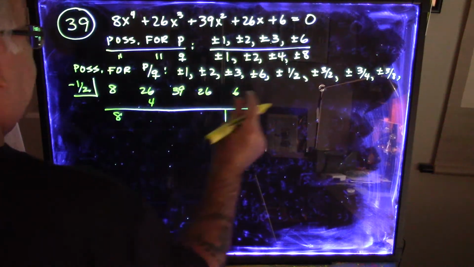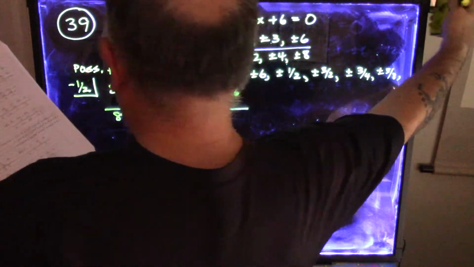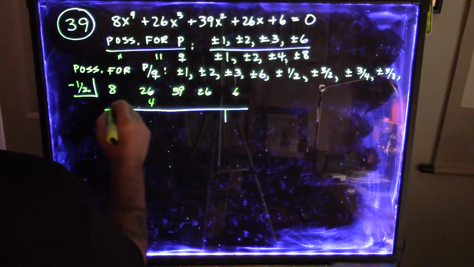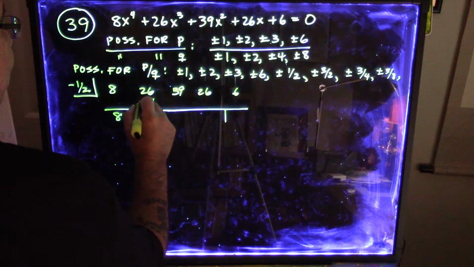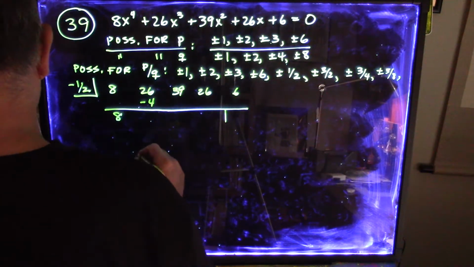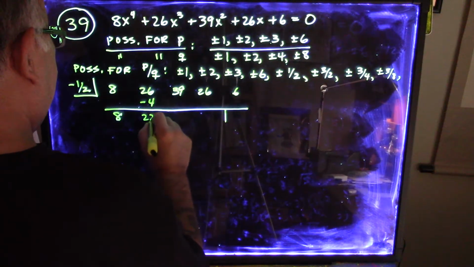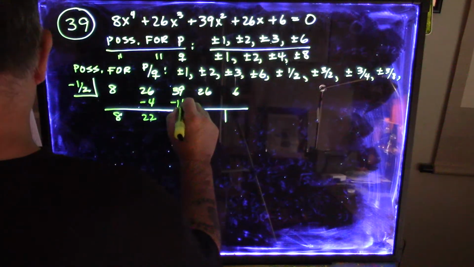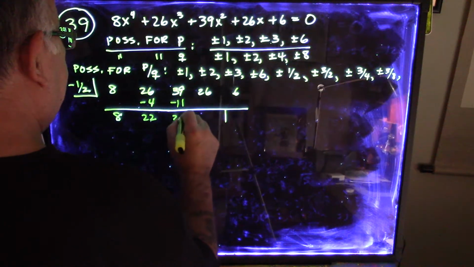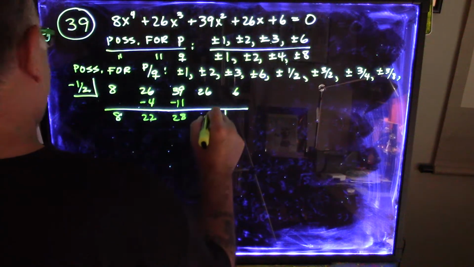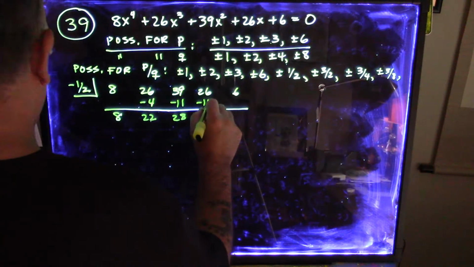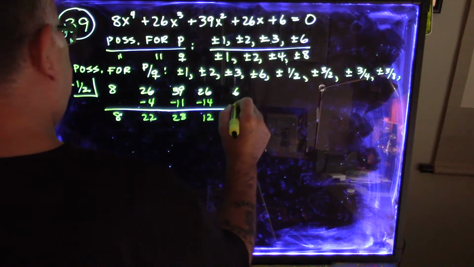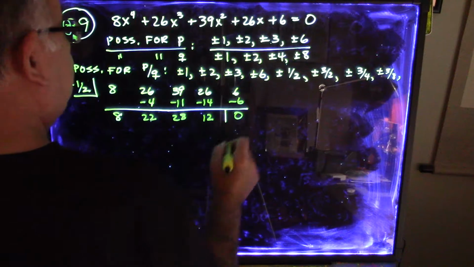Oops, let's see, that's 20. That should be a negative 4 there. Negative a half times 8, that's negative 4. So, let's see, 22. And then we've got negative 11. And we've got 28. And negative 14. And 12. And negative 6. Alright.